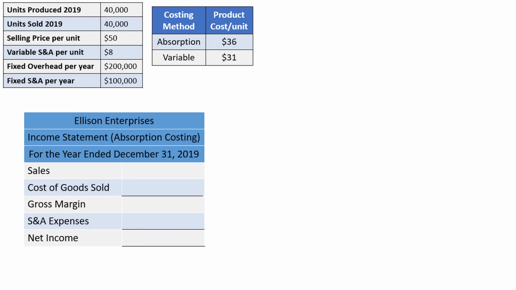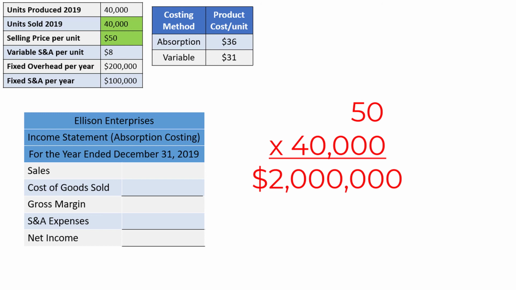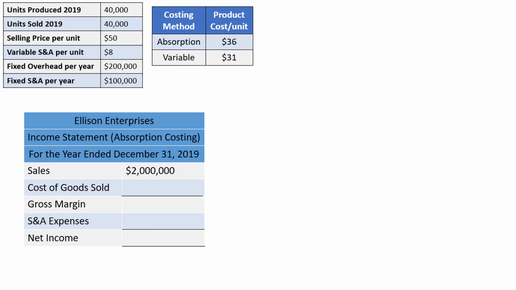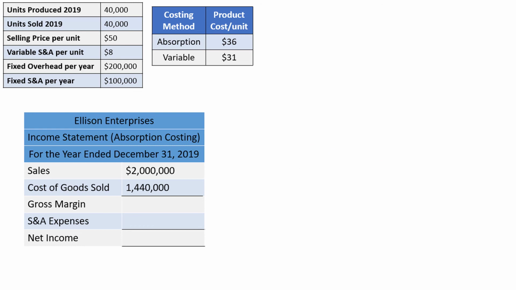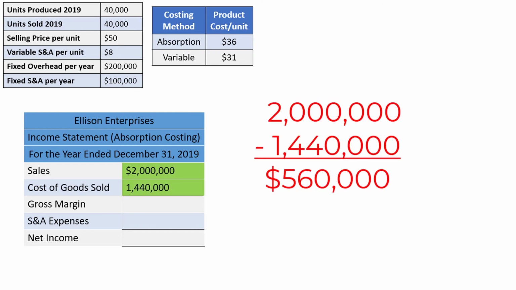We begin with the sales, which are equal to the $50 selling price multiplied by the 40,000 units sold, which comes to $2 million. The cost of goods sold is the product cost per unit of $36 multiplied by the 40,000 units sold, which equals $1,440,000. The gross margin is the sales minus the cost of goods sold, which comes to $560,000.